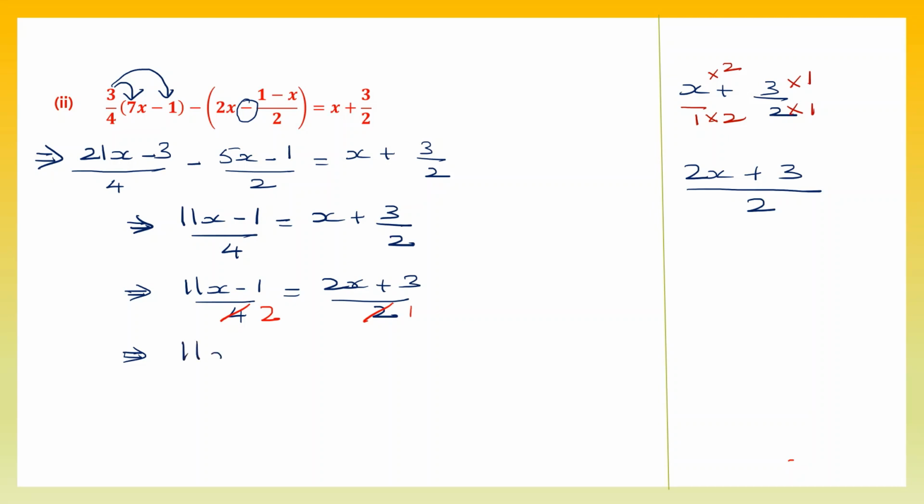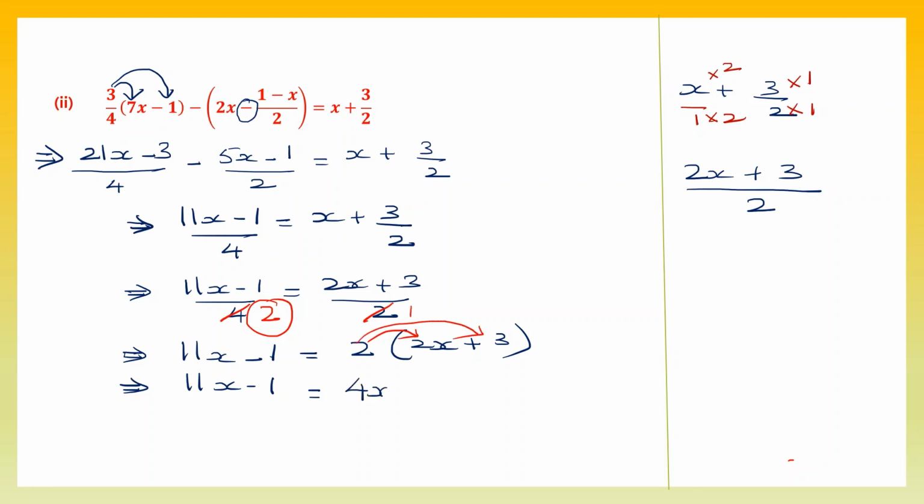So now let's transpose to find the value of 11x. So 11x minus 1. Now I'm going to transpose this 2 to the right hand side. It's going to become multiplication. So that is 2 into 2x plus 3. So now I'm going to get 11x minus 1, and on the right hand side I need to multiply 2 into 2x and then 2 into plus 3. So 2 into 2x, 2 2's are 4, 4x plus 2 3's are 6.